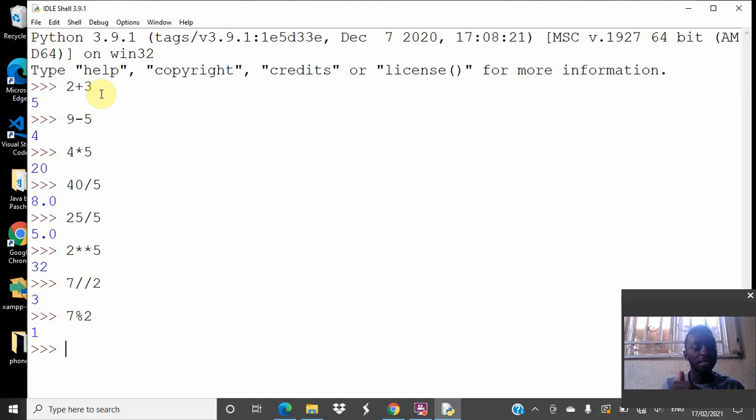So we can get to know the remainder of a division operation. We can get to know the integer aspect of a division. We can actually carry out exponentiation in Python and division and addition as well. So now let us look at order of operation.